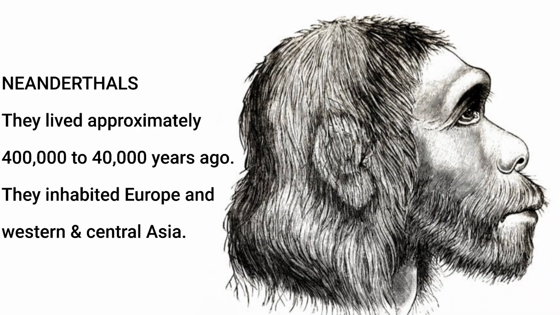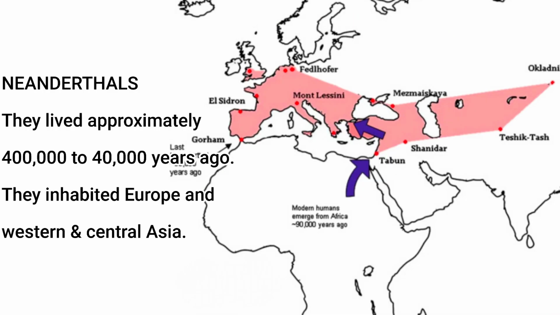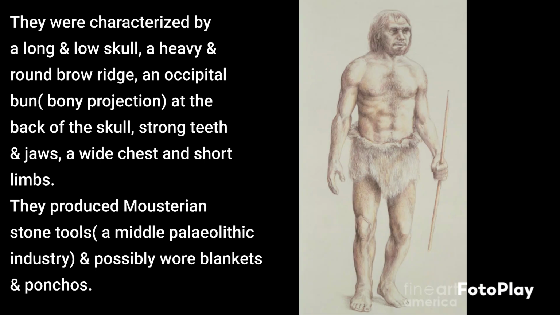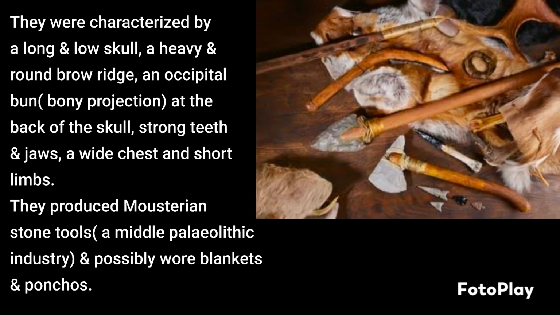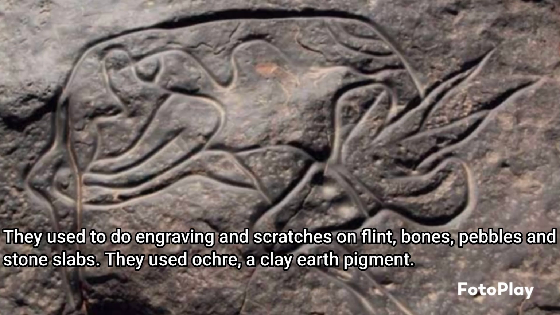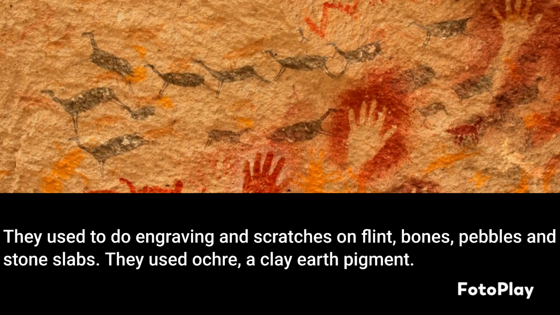Neanderthals. They lived approximately 400,000 to 40,000 years ago. They inhabited Europe and Western and Central Asia. They were characterized by a long and low skull, a heavy and round brow ridge, an occipital bun, a bony projection at the back of the skull, strong teeth and jaws, a wide chest, and short limbs. They produced Mousterian stone tools, a Middle Paleolithic industry, and possibly wore blankets and ponchos. They used to do engraving and scratches on flint, bones, pebbles, and stone slabs. They used ochre, a clay earth pigment.